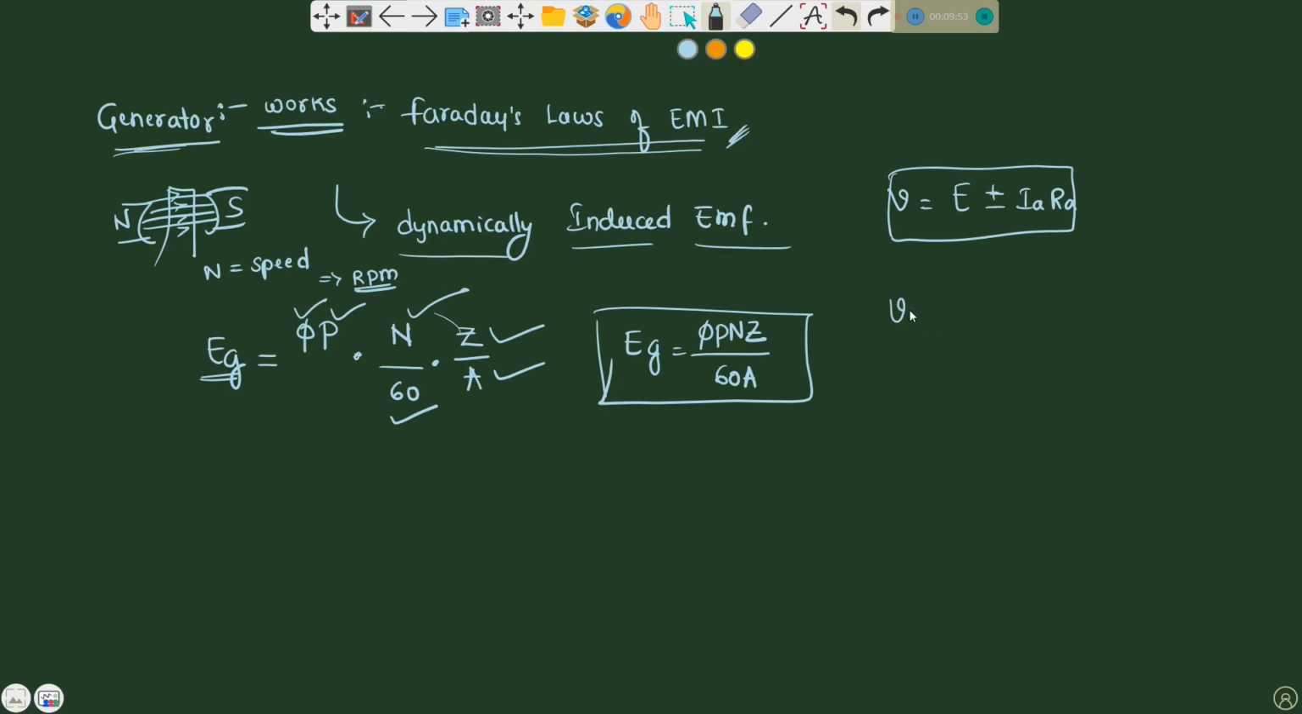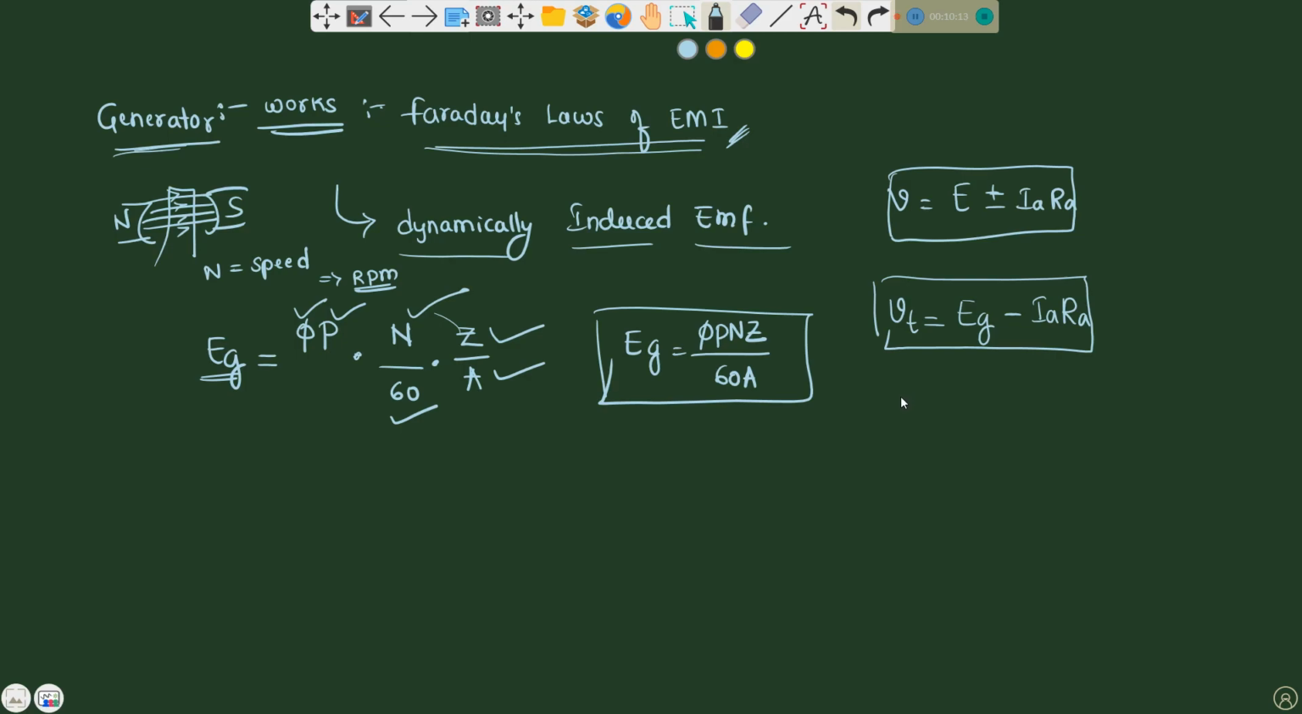If you have a DC generator, V will be the terminal voltage, then E will be the generated EMF because it is a generator, and then there will be the armature drop. This is the formula for a DC generator.